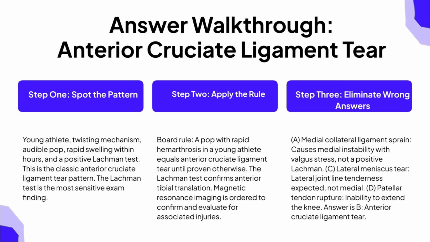Step 3. Eliminate wrong answers. A medial collateral ligament sprain would give you medial instability with valgus stress testing, not a positive Lachman. A lateral meniscus tear would cause lateral joint line tenderness, and meniscus tears cause more delayed effusion. A patellar tendon rupture would prevent active knee extension entirely, and you would feel a gap below the patella. The answer is B. Anterior cruciate ligament tear.